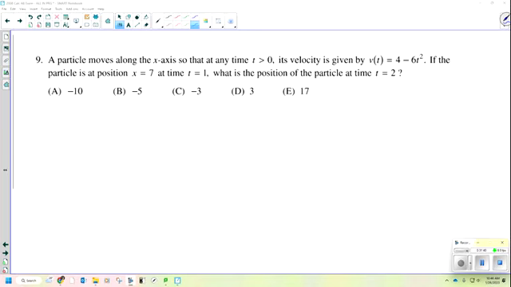Let's go number 9. A particle moves along the x-axis so that at any time t greater than 0, its velocity is given by v of t, which is 4 minus 6t squared. If the particle position, here we go, is 7 at time 1, what is the position of the particle at time 2?